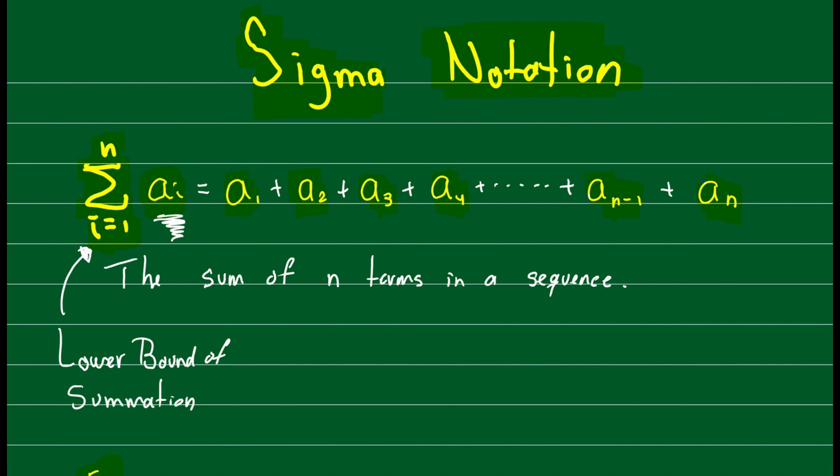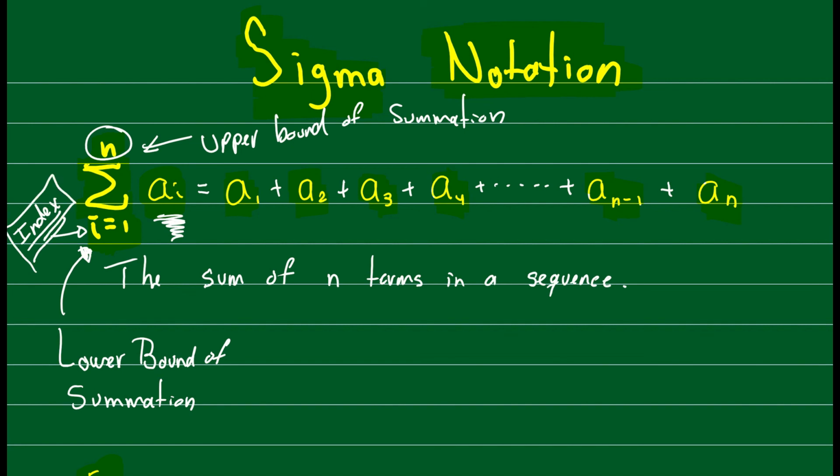And when do you know how to stop? Where are you going to stop at this number? This is the upper bound of summation. And what is this letter i? This letter i is the index. This is going to tell me the index of summation. This is going to tell me where in my formula I am going to be substituting these numbers. All right, from 1, 2, 3, 4, 5, 6, all the way to the n number.